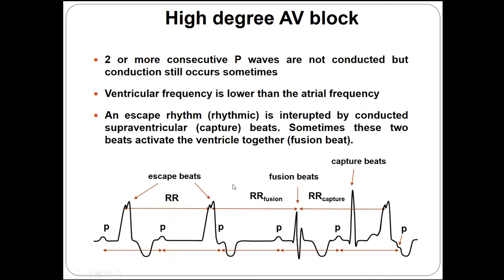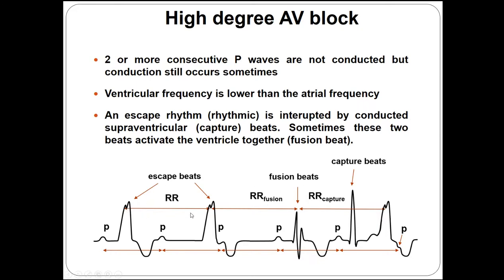Now, there's a chance that the ventricle is sometimes activated simultaneously from the escape center and the supraventricular conduction, and this is why we have a fusion beat. It means that the charge comes from the atrium, plus from the ectopic center, and both activate the ventricle at the same time. For sure, this comes in time. So the RR of an escape rhythm will be the same as the RR of a fusion. But the RR of a capture is different from the escape or fusion RR. This is how you can distinguish between these.